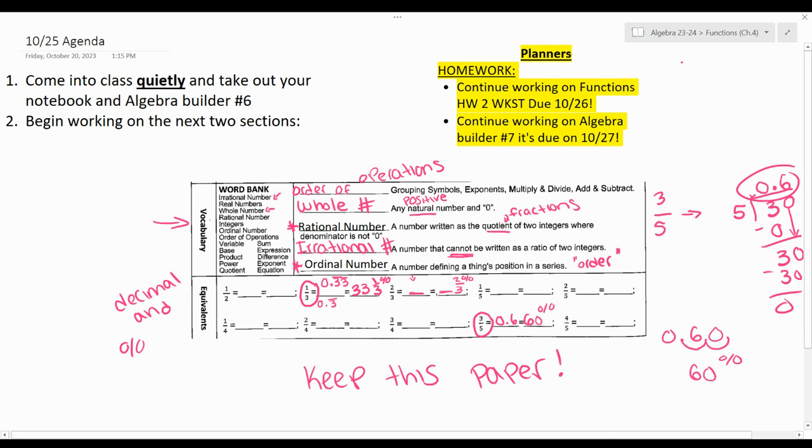Oh, actually, before we do that, let me remind you, planner stuff. So tomorrow, you have your functions homework number 2 is due. If you were gone yesterday, I did leave extra copies with Mrs. Malaznik, so please ask her. Or it's on Schoology. And then Friday, you have your algebra builder due. If you haven't already, please make your Delta Math account. I need that done because Friday we're using Delta Math.